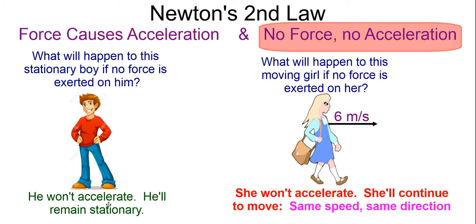Again, she won't accelerate just like the boy. That means she'll continue to move at the same speed, same direction. She's not going to speed up from 6. She's not going to slow down from 6. And she's not going to change direction. So it's interesting, huh? An object moving at a certain velocity, constant velocity, with no force, that object will continue to move in a straight line with that velocity.